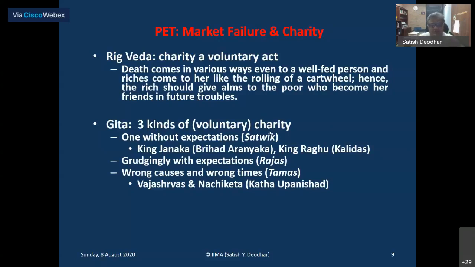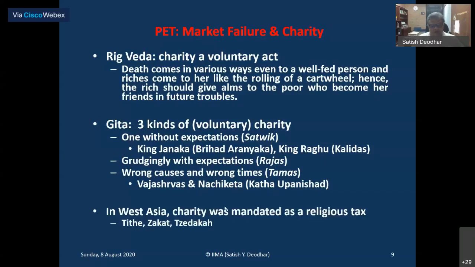All right. So this discussion is very much there in different treatises in ancient India. In comparison, in West Asia, charity was mandated as a religious tax. In Christianity, it is called tithe. Tithe means one-tenth. So one-tenth of your profits or one-tenth of your income you are supposed to give as a religious tax. In Islam, they call it zakat. That means, I think if I'm not mistaken, 2.5% of your wealth is to be given as tax. And in the Jewish religion, it's called tzedakah.